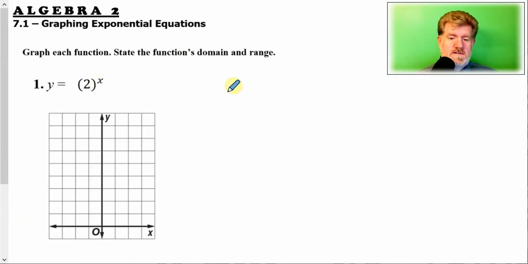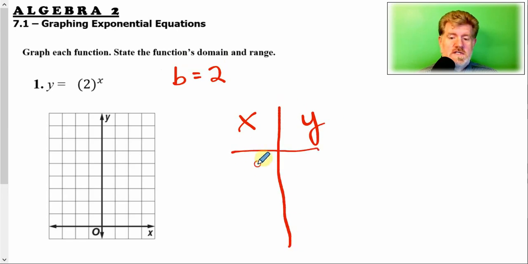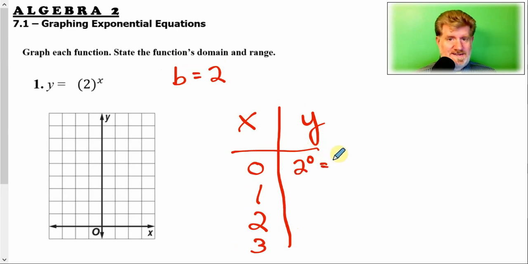All right, now that you've seen that, let's do our own. 2 to the x. Remember, your b factor is 2. That means it's going to be growing by a factor of 2, which is pretty straightforward. It's just going to keep growing by 2. Now let's make a table, because I like making tables. Tables show you kind of how a graph works. So let's say x equals 0. Well, what's 2 to the 0 power? Anything to the 0 power is 1.